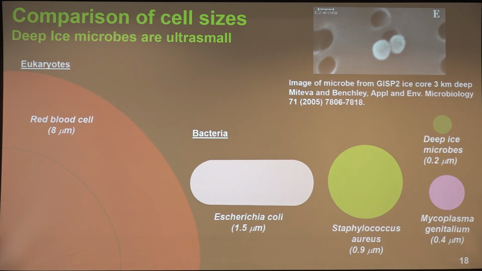When they looked at microbes in these deep ice cores, they found that they were super tiny. They're about 0.2 microns across. This is getting to the size of really big viruses. So it's between really super tiny bacteria or really big viruses. And most filters are usually about 0.2 micron filter holes.